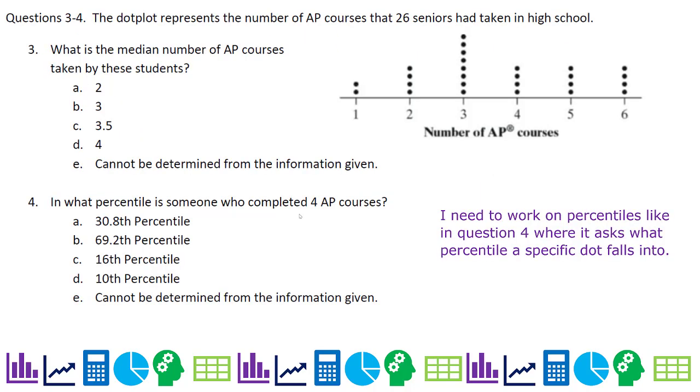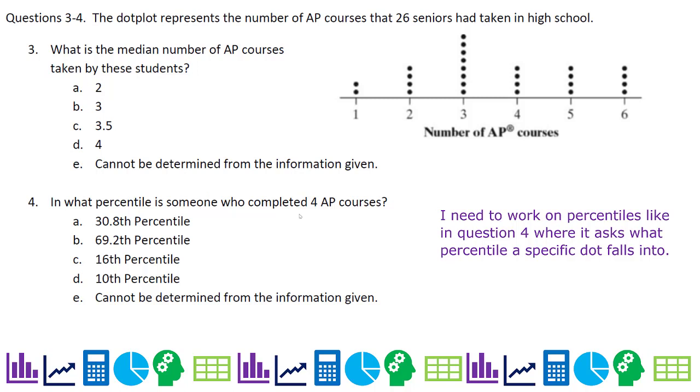3 and 4. So the dot plot represents the number of AP courses that 26 seniors had taken in high school. All right, and then one of your predecessors commented, I need to work on percentiles like in question 4, where it asks what percentile a specific dot falls into. So the important thing about percentiles is that you got to remember it's a percent at or below. Sometimes it says percent below. There are 2 definitions of percentile, which is super annoying. And AP teachers gripe about this on Facebook. But let me put it this way. When it comes down to it, you're fine either way, whichever method.